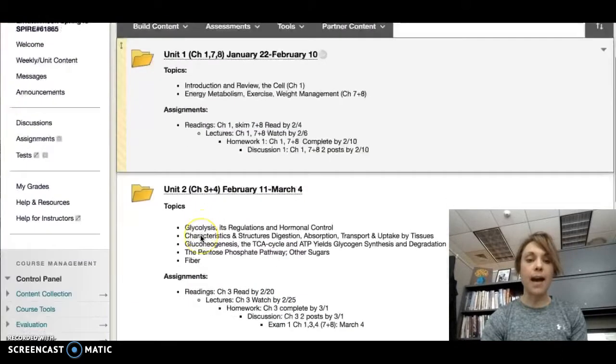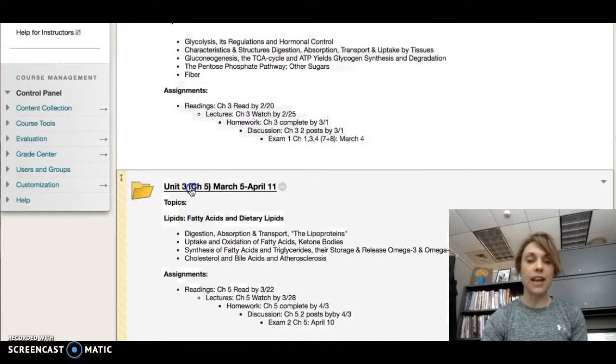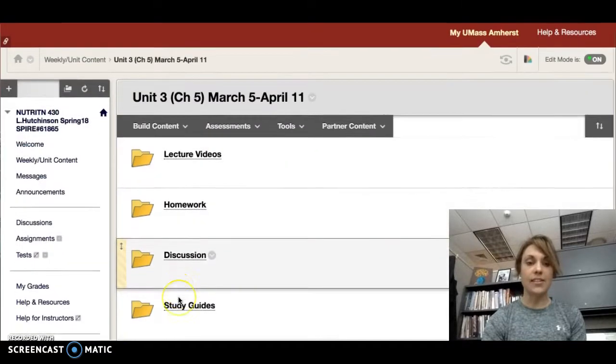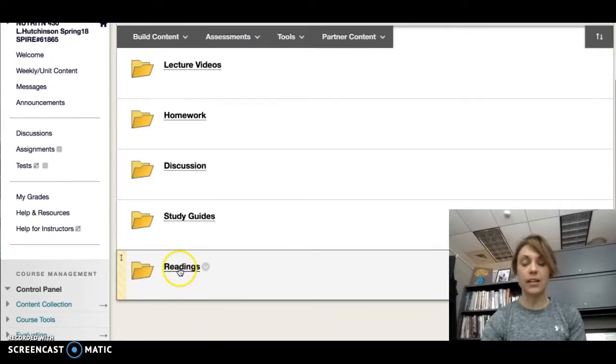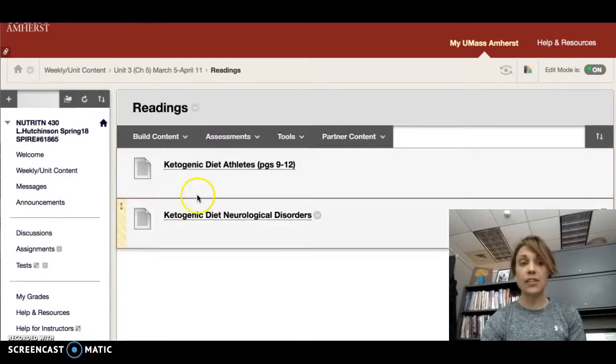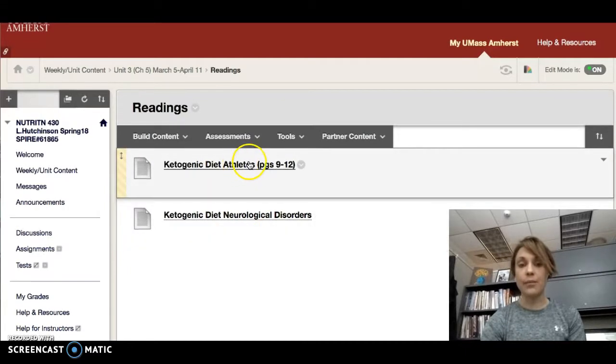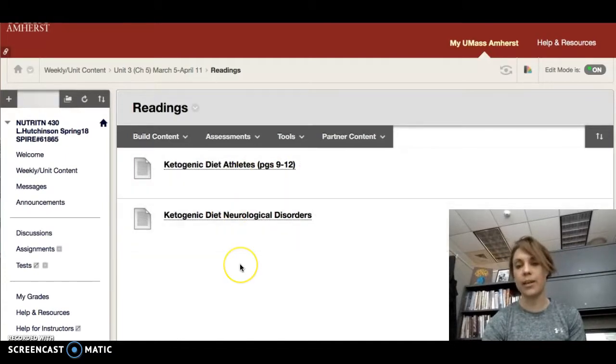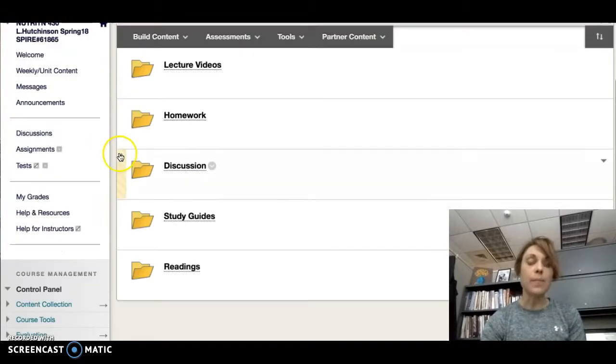When we go back to Unit 3 and take a look at something else that I put in here are the readings. So with readings, these readings are also going to have to do with the ketogenic diet. And again, one is a full journal, and so you're just reading pages 9 through 12, and then another one is just an article on the keto diet and neurological disorders. So you'll be looking at that as well.